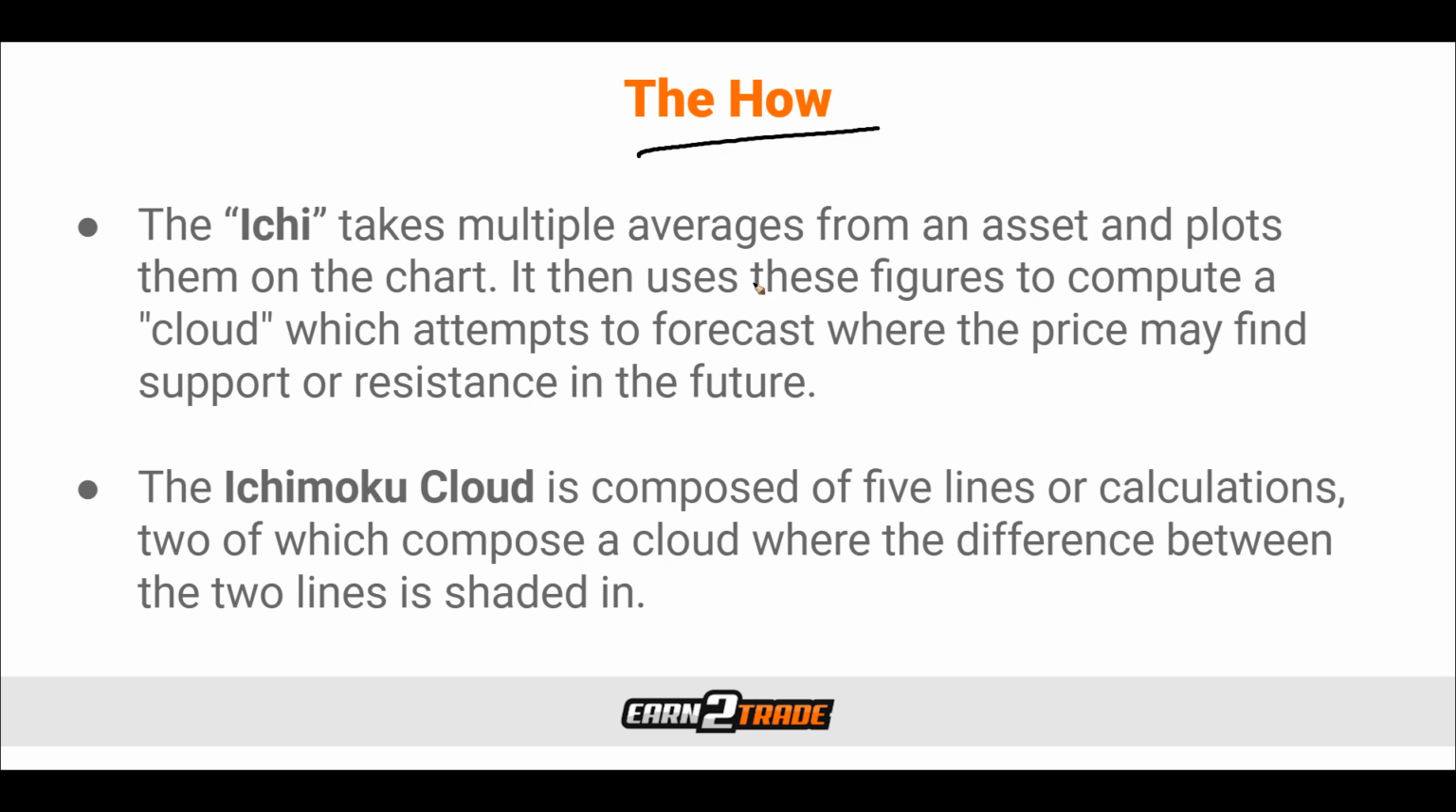The how. The Ichi, there's that abbreviation I warned you I might be using, takes multiple averages from an asset and plots them on the chart. It then uses these figures to compute a cloud which attempts to forecast where the price may find support or resistance in the future. The Ichimoku Cloud is composed of 5 lines or calculations, 2 of which compose a cloud where the difference between the 2 lines is shaded in. So the cloud is calculated with the difference between the 2 lines and then simply shaded in.